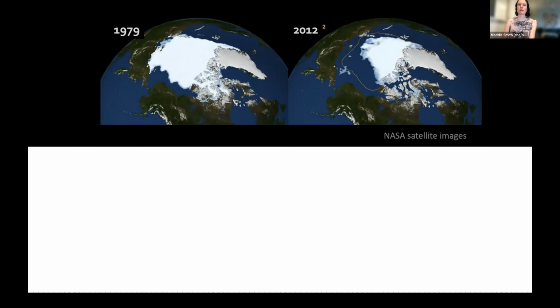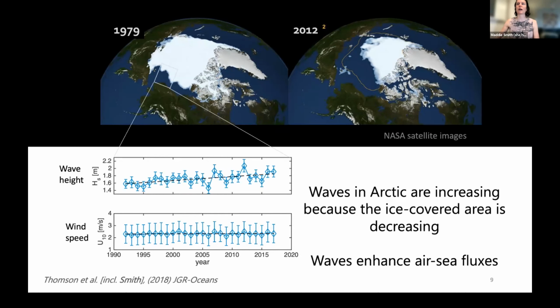So as we showed in a recent paper, the result of this is that the wave heights in this area on the top plot have gotten bigger since the 90s, even as the wind speeds are staying approximately constant, which you can see on the bottom. So the waves in the Arctic are increasing because this ice-covered area is decreasing. And these waves enhance the air-sea fluxes. So though the maps show the ice edge as a distinct clean line, this is often not the case. And we actually have regions of partial ice cover in the marginal ice zone where there are still significant waves.